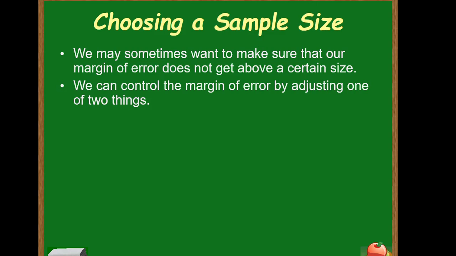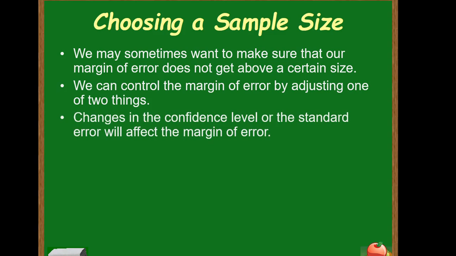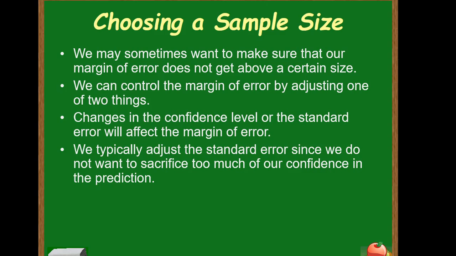So again, we can control the margin of error by adjusting one of two things. Those things would be either the confidence level or the standard error that affects the margin of error. So the confidence level, we're pretty much not going to want to sacrifice anything because we want to keep our confidence level up. We don't want to drop our confidence level and have to worry about that. So what we'll typically use is a change in the standard error.